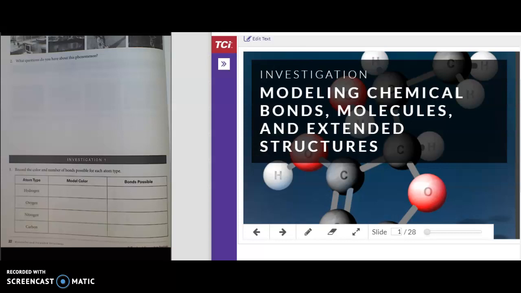All right, guys. So today we are going to be starting lesson 2, investigation 1, modeling chemical bonds, molecules, and extended structures. We are going to be using our paper student interactive notebooks. We're going to be on page 22 and 23. So if you don't have that handy, go ahead and pause this video so you can go get it. And then also make sure you have a pencil to write with as well. All right, let's get started.